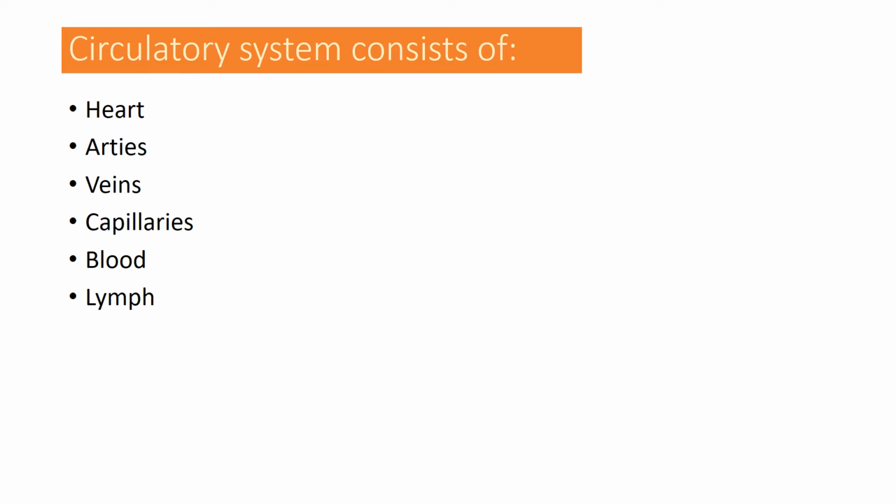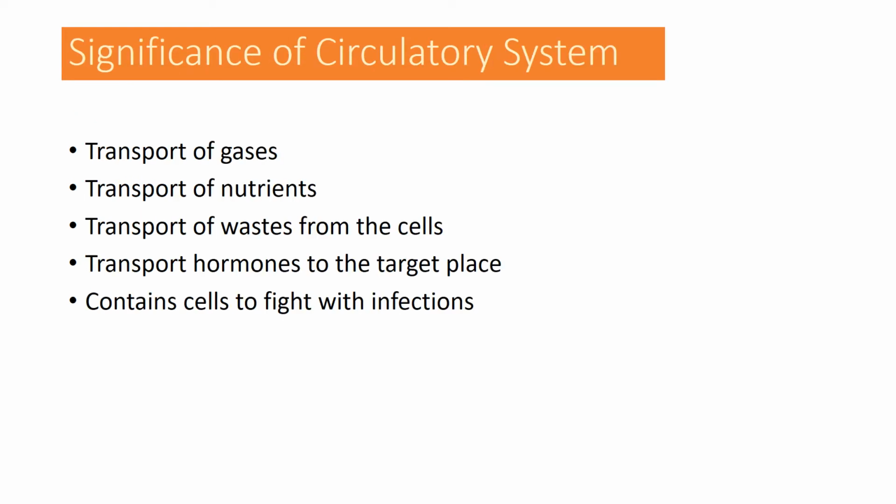For all this we need a pumping organ to push the blood around the body, a network of tubes to reach all the tissues, and a system in place to ensure that this network can be repaired if damaged. Let's see what is the significance of the circulatory system.